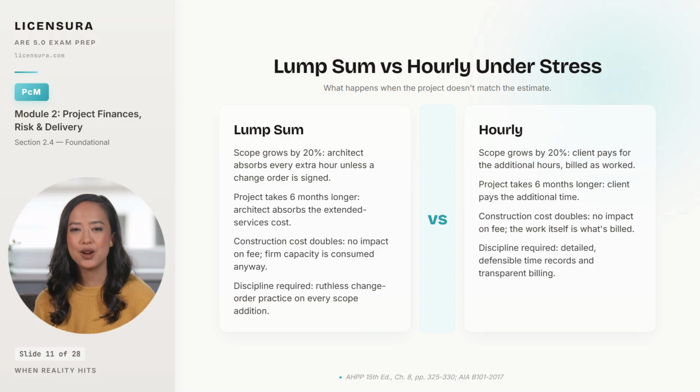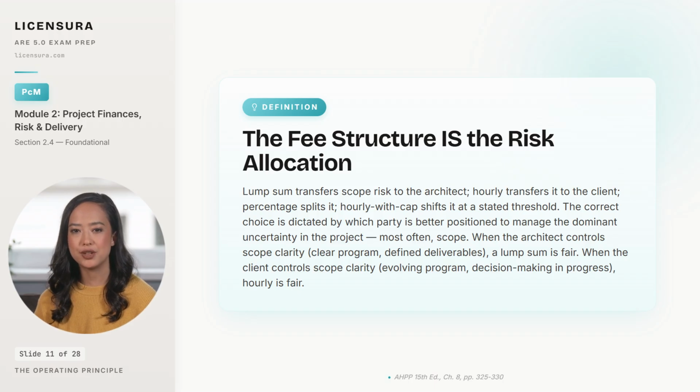The pattern that ties all of this together is the principle behind the choice. The fee structure is the risk allocation, and there is no separation between the two. A lump sum transfers scope risk to the architect. An hourly arrangement transfers it to the client. Percentage of construction splits it along the project size dimension, and hourly with a cap shifts the risk at a stated dollar threshold. The right choice is dictated by which party is better positioned to manage the dominant uncertainty in the project. And for almost every architecture engagement, the dominant uncertainty is scope.